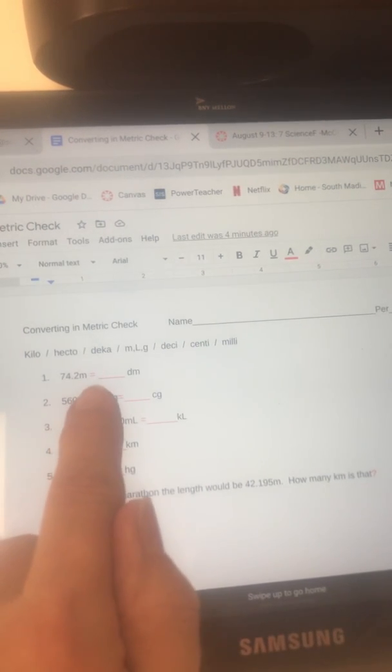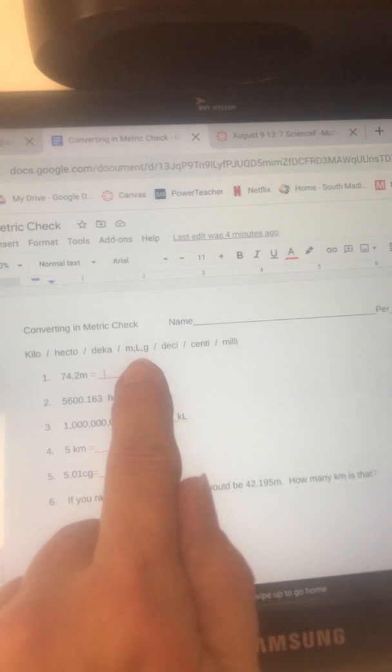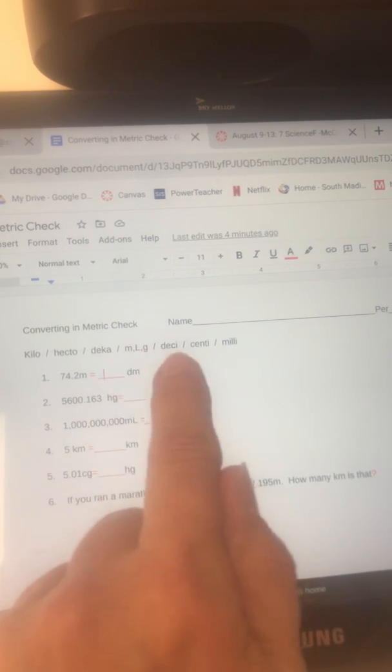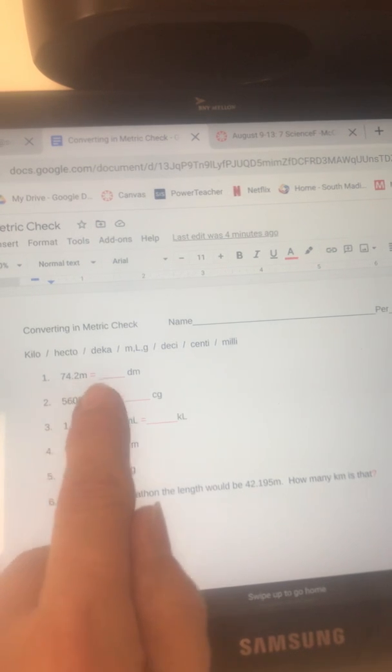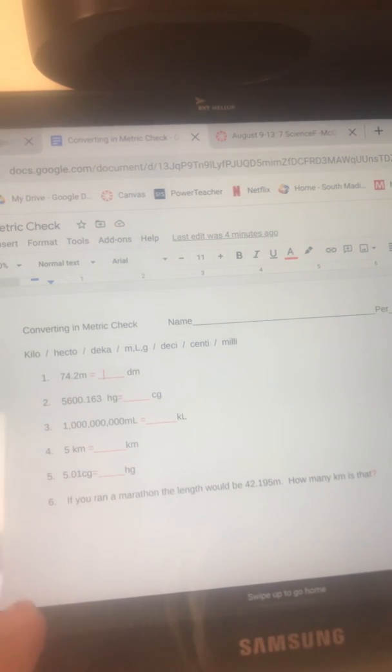So if you go from meter to deci, that's one step to the right. So I'm going to take this decimal point and move it one step to the right. So it would be 742.